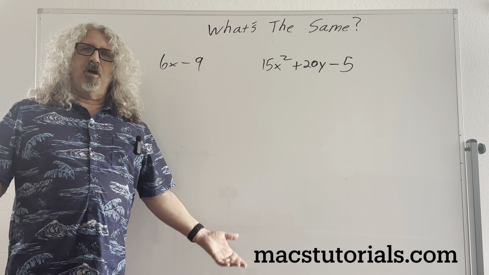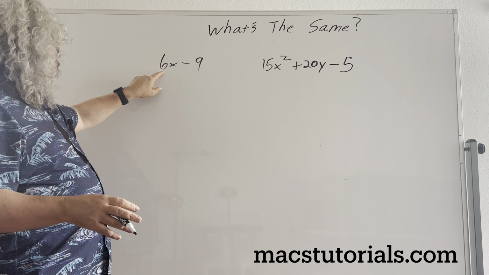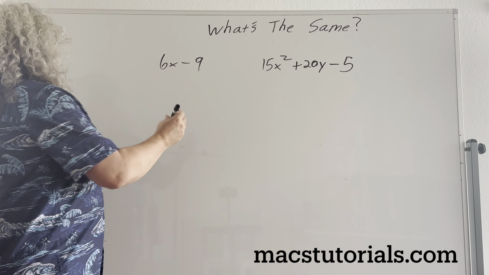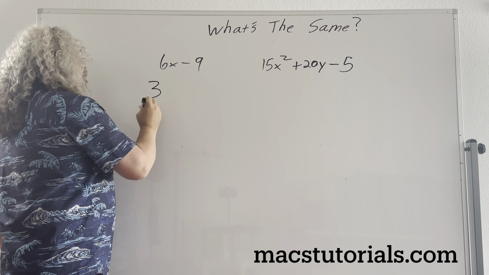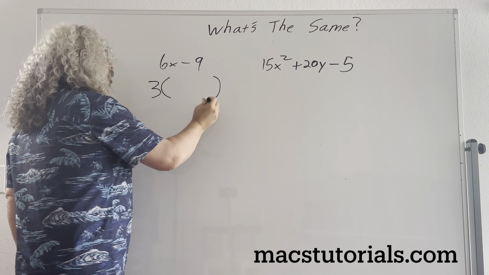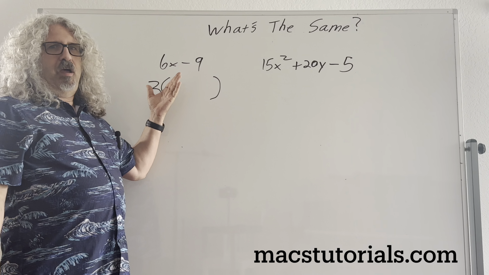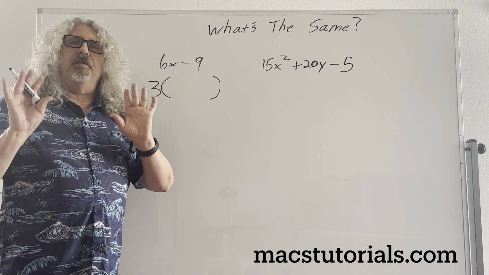Now, we talked about greatest common factor in our last video. So if I take a look at this one, what number will go into 6 and will go into 9? And you should see that that answer is going to be a 3, okay? And then I have to write a parentheses. We're kind of doing backwards distributive property if you think about it. So we're really dividing this out. So don't think add, subtract, think divide.